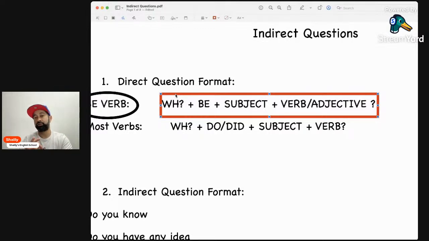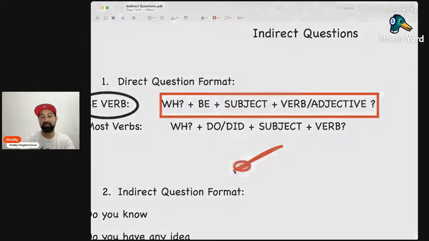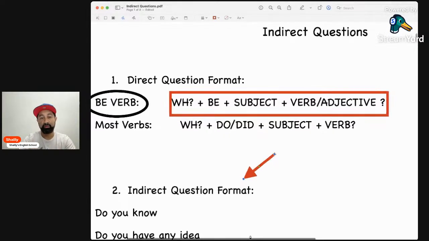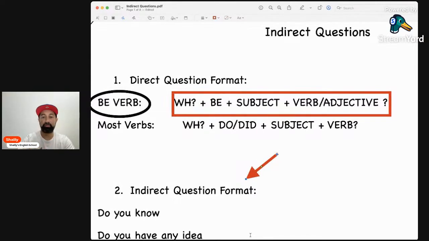Today, we are not going to study direct questions. We're going to be studying indirect questions. That's what we'll be studying, is indirect. But first, it's important that we understand how to make a direct question. Now, we've gone over the be verb. We know how to make the be verb direct question.